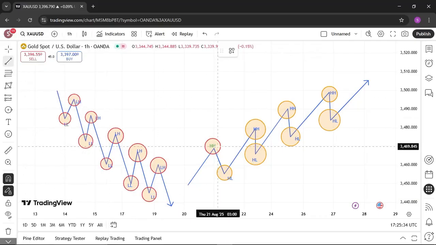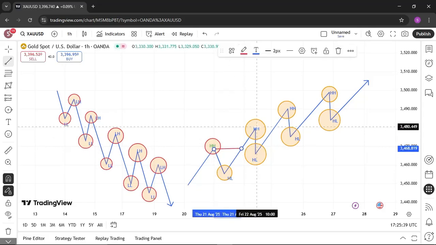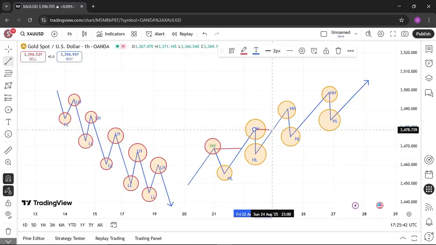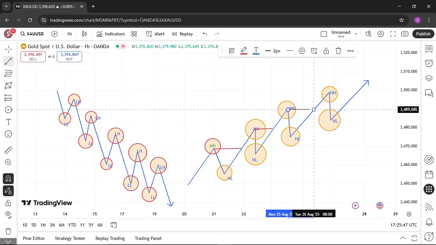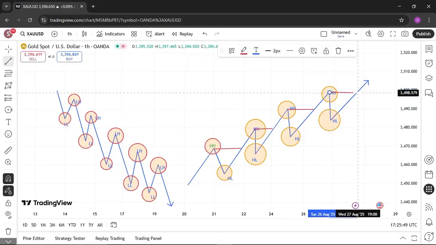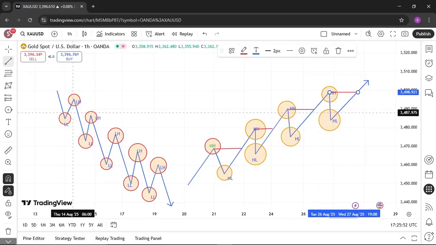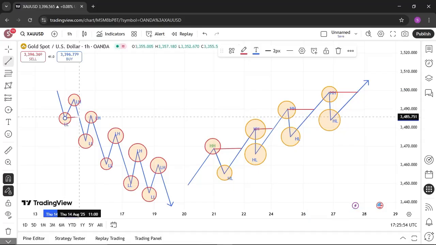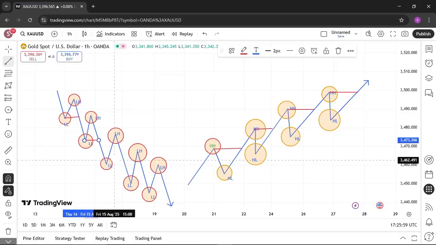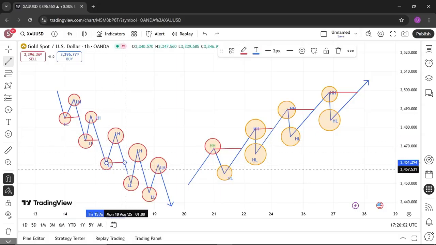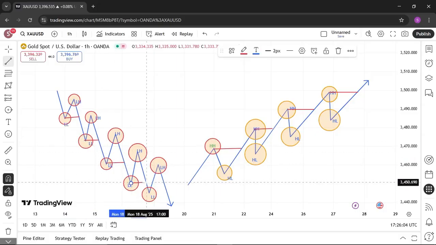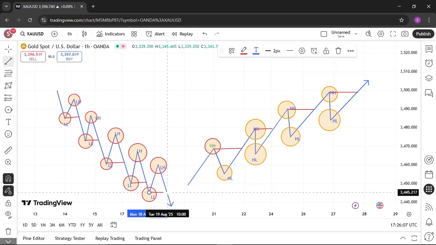The break of structure. Now from here to this point, we have a break of structure. From here to this point, another break of structure. From here to this point, break of structure. And again, from here to this point, break of structure, and so on for each of the following moves.